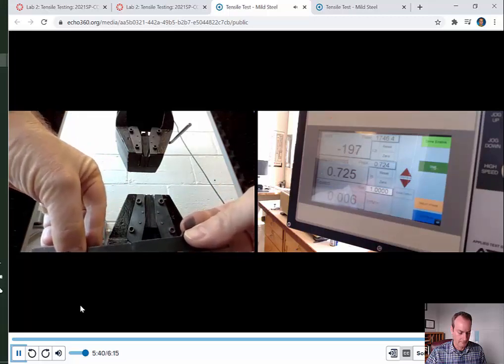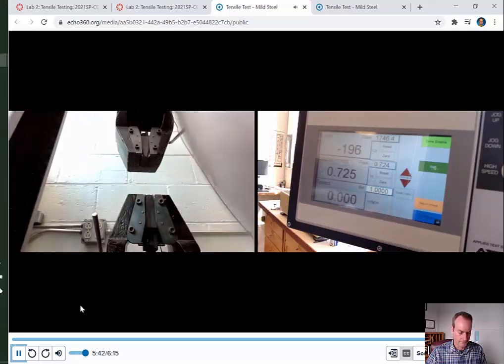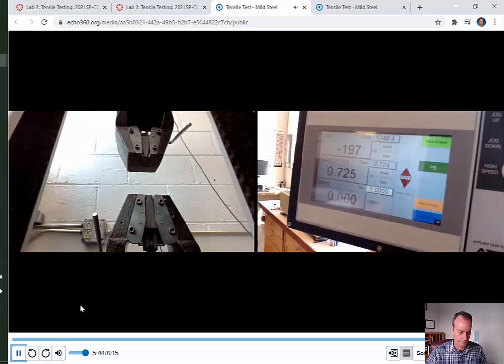Now I couldn't find the final length of this, just for your own information. We started off at a 3-inch length with that gauge length.